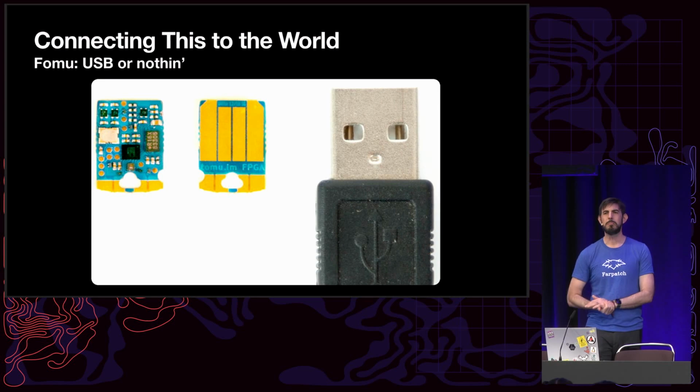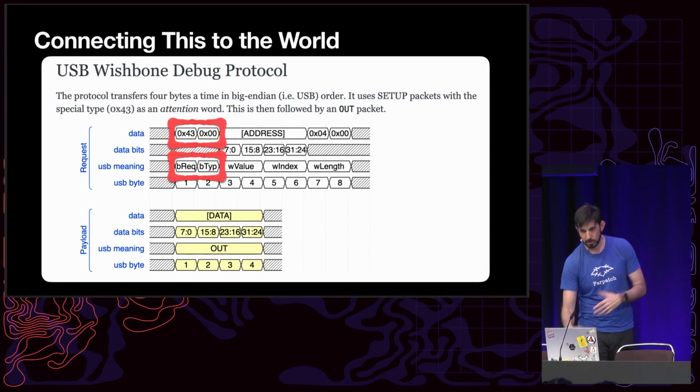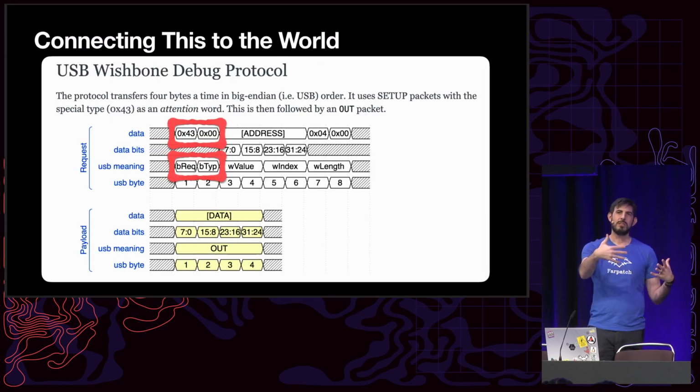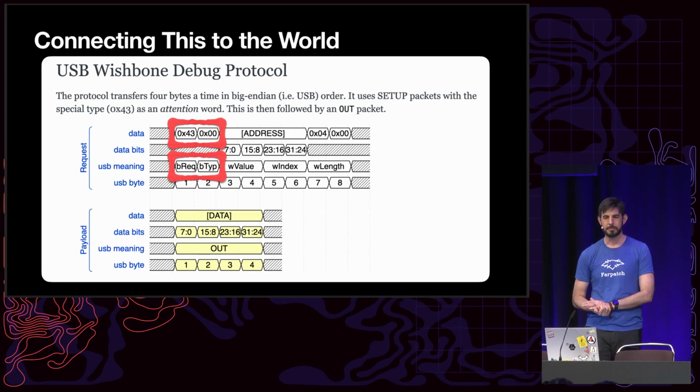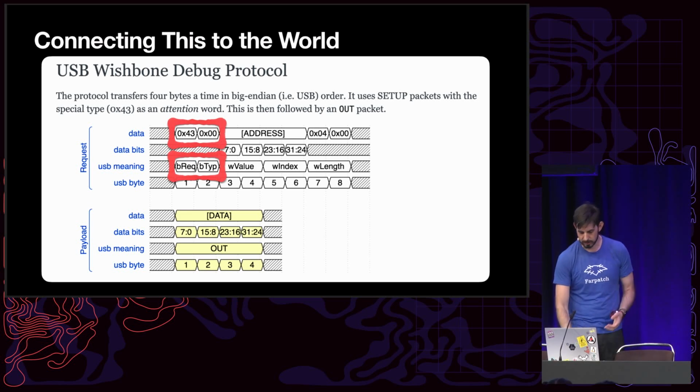Now, the question is, how do you connect this to the world? Well, on FOMU, we basically only had USB. And so what we did was we actually used some of the unused opcodes, reserved for vendors, in the USB packet, and we ended up exposing the entire memory bus over USB. So you can send this prefix on this command and then get access to all of memory. And from here, we can access those 4 registers, and we can do everything to debug the CPU.